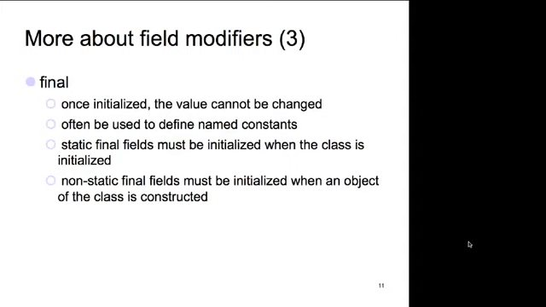What is final? Once initialized, the value cannot be changed. It's finalized. We're done with this variable. It's kind of like saying declare in C or C++, or keeping something constant, a constant variable. So let's say we have pi, 3.14.